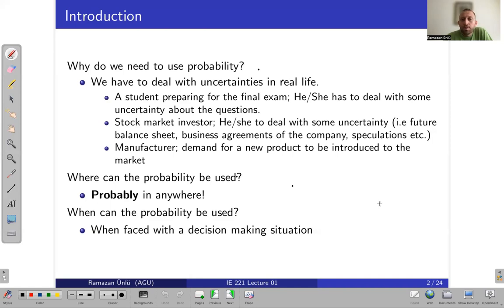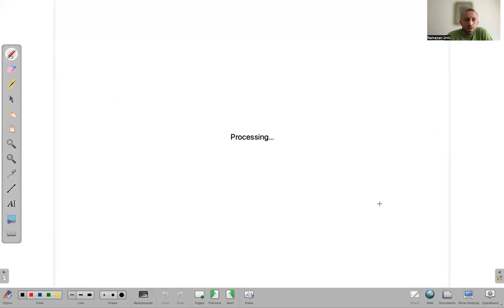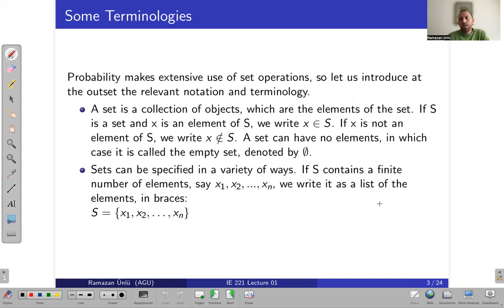So the important things in this lecture, at the end of the day, will be uncertain things. If you need to deal with uncertain things, that means you are going to use some probability models. When we work with probability, we have to use some set operations. That's why we have to know some terminologies, to make these concepts more concrete.